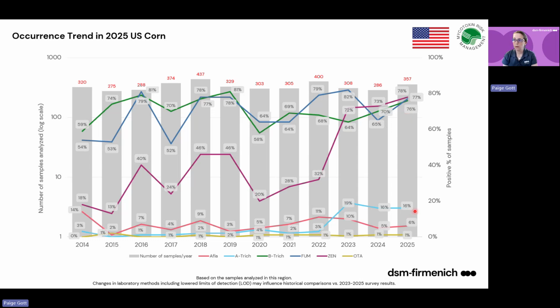As we move down the graph, next we have our type A trichothecenes positive in 16% of samples, same as what we had last year. A slight increase in our aflatoxin positive data set with 6% of samples, up from 5% last year. And then we tend to have very low ochratoxin A occurrence with just 1% of samples positive this year.